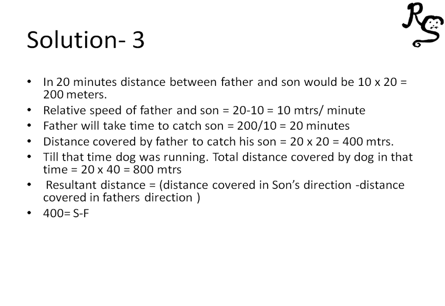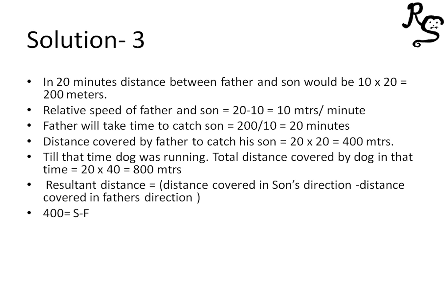So the total resultant distance covered by the dog would be the distance covered in the direction of the son minus the distance covered in the father's direction. We know that this dog ended 400 meters away from the fair, from his starting position, in the direction of the son. So that distance would obviously be more. So we deduct the distance covered in the father's direction, and we get the resultant distance. From the above, we know that the resultant distance covered by the dog is 400 meters. So we have got an equation: 400 = S minus F.